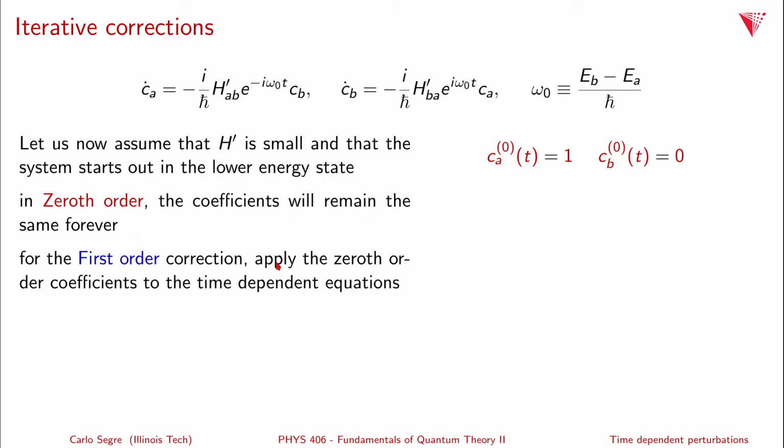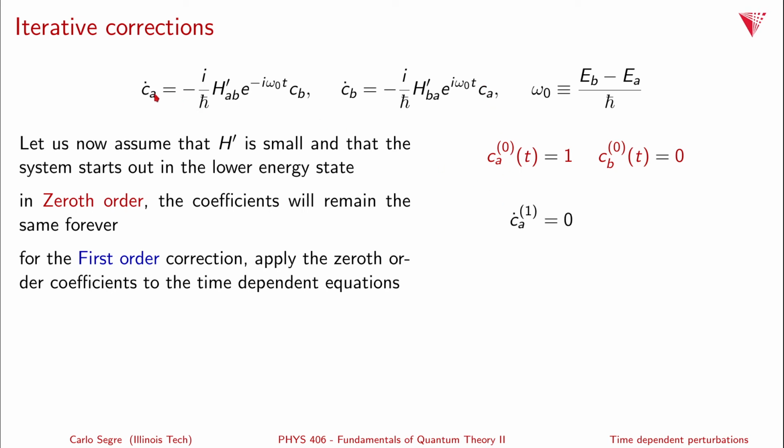For a first order correction, we want to apply the zeroth order coefficients to the time-dependent equation. So we take these coefficients and put them into the defining equations for the time derivatives. For example, CB0 goes in for CA dot, and CA0 of t goes in for CB dot. And so that gives us two equations.